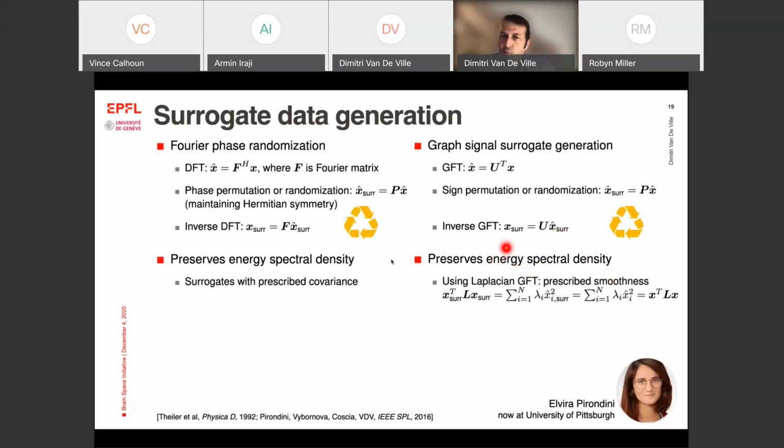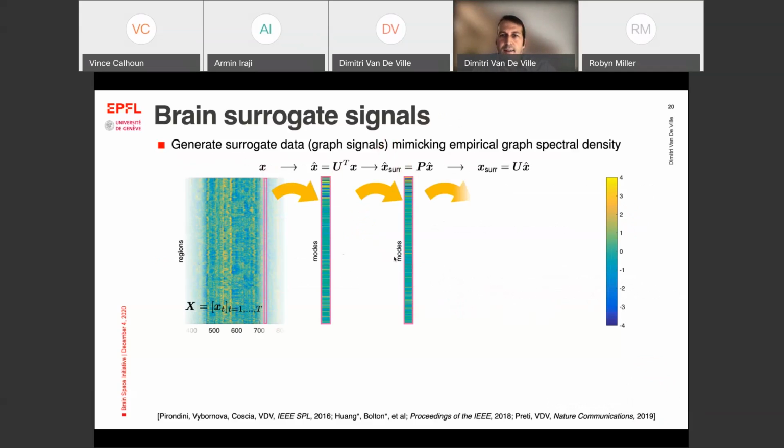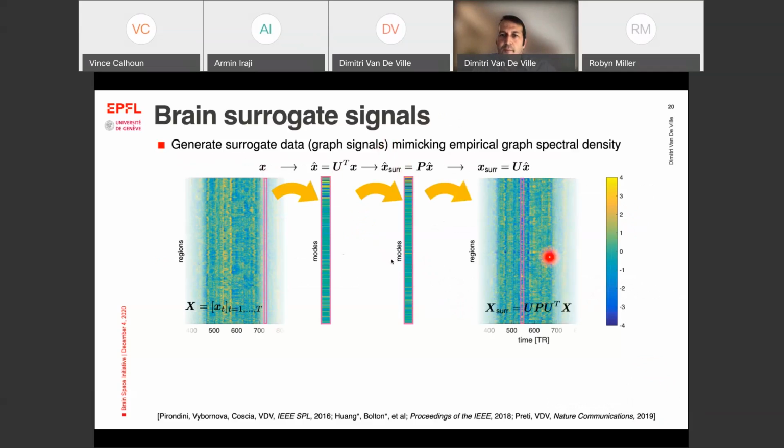And in the original domain, you can easily show, it's a one-liner, that the smoothness as measured by the quadratic form of the Laplacian is the same between the original empirical signal and the surrogate ones. So this can then be applied to our fMRI data. For each time point, we consider a graph signal X, we go into the spectral domain, we randomize, and we get back. And you get a surrogate data set, right?